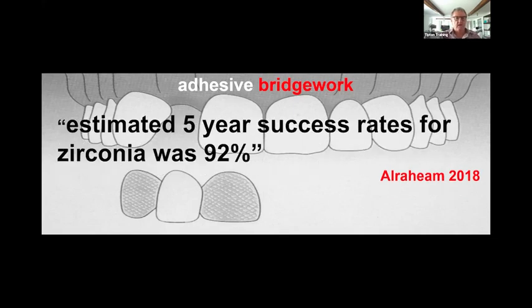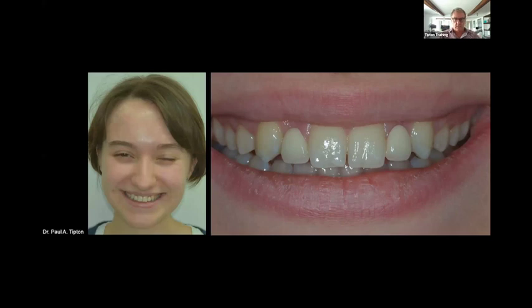And finally, our estimated 5-year success rate for zirconia, 92%, but that is estimated. That is not retrospective. This is prospective and estimated. So do we do them? Yes, we do. Do we do them in every situation? No. We do them again when we have a cantilever, when we have the periodontal ligament as a stress breaker. We do them when we have the ability to have a long connector. And we also do them when aesthetics is most important for our patient.